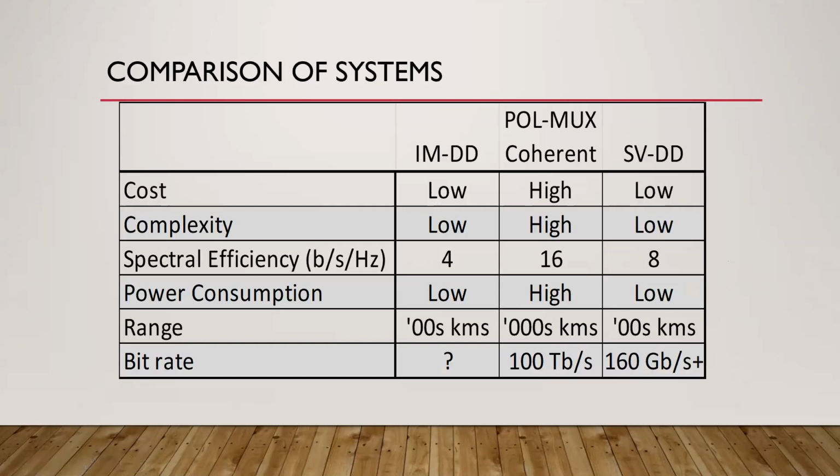And then a comparison of systems. In terms of cost, direct detection, the IMDD, is low in terms of cost and complexity. The polarization multiplex coherent detection is high in both of those elements, and the Stokes vector direct detection is low. So it has the advantages of the intensity modulated direct detection systems, but also some of the advantages in terms of spectral efficiency, range, and bit rate, and so on, that the coherent detection systems have.